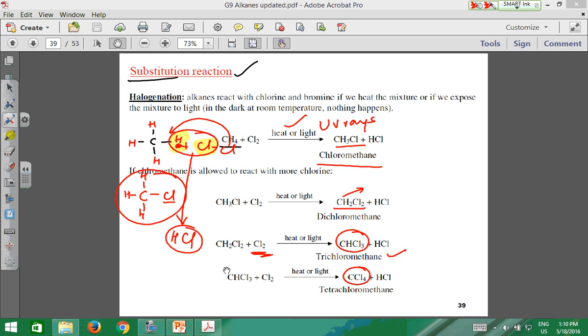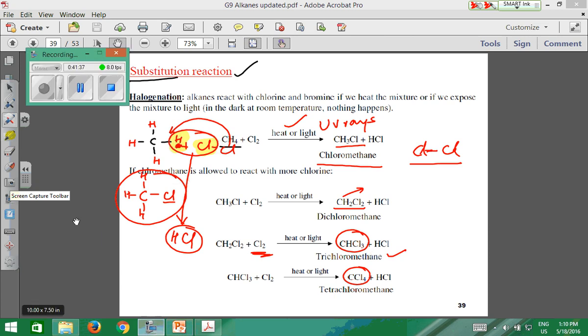But the condition is here. It should happen in the presence of ultraviolet light, because if the light is not there, the reaction cannot occur, because we require energy to break the bond between chlorine and chlorine. This is a covalent bond.